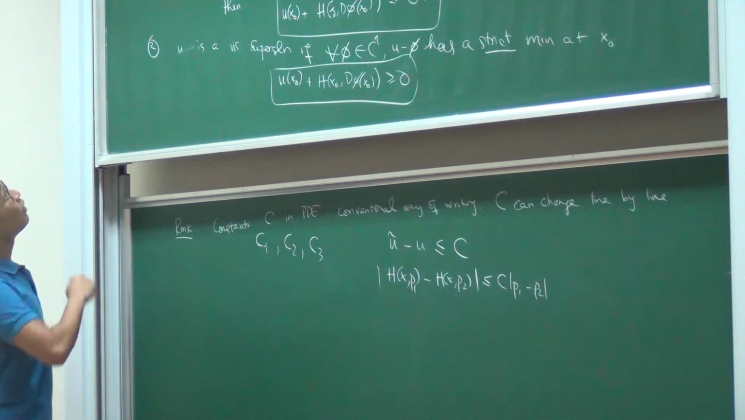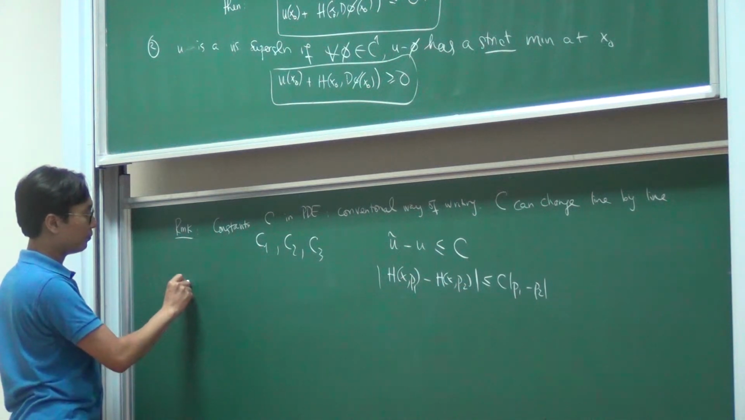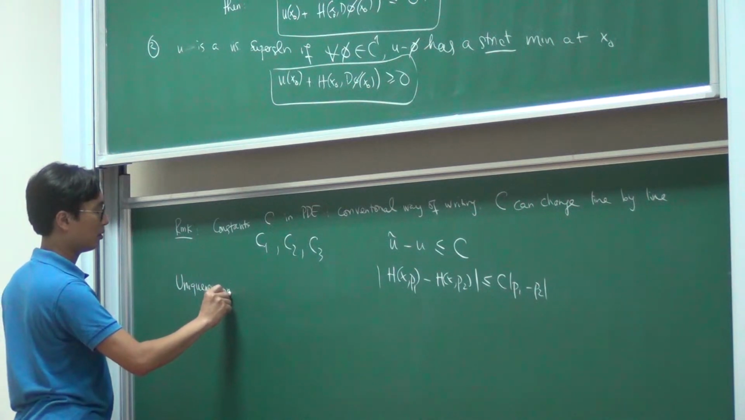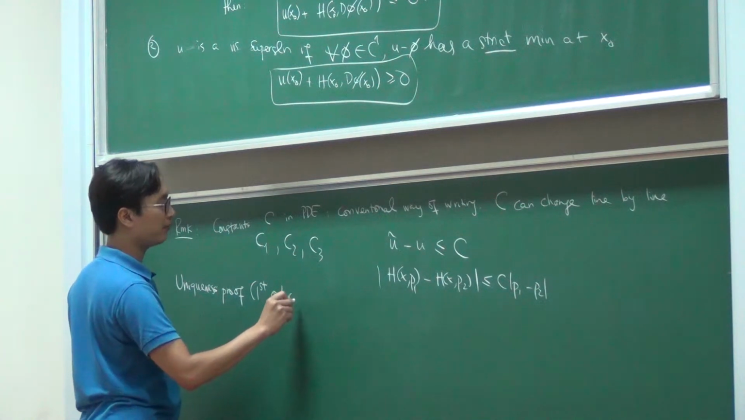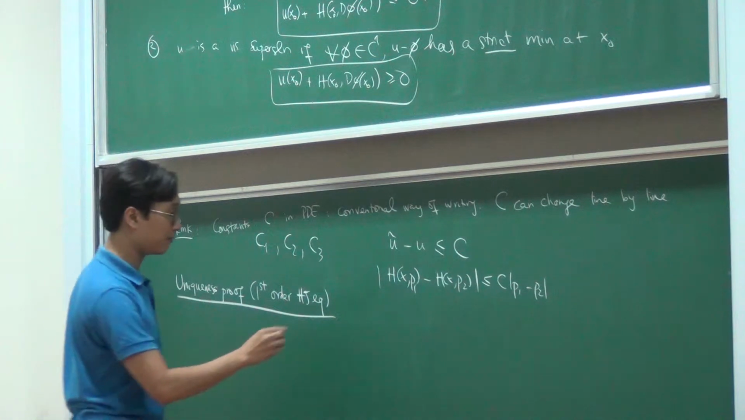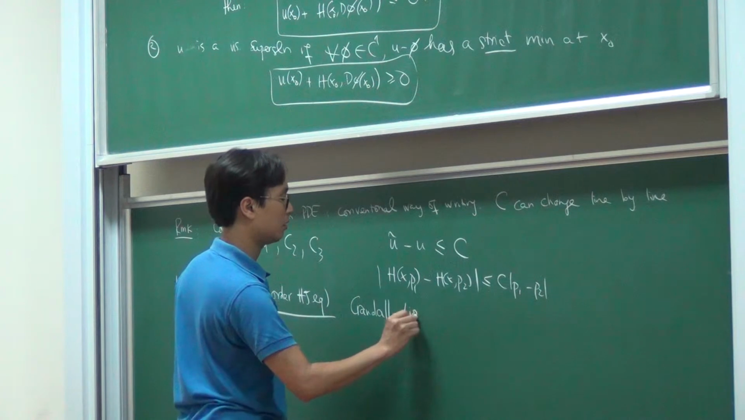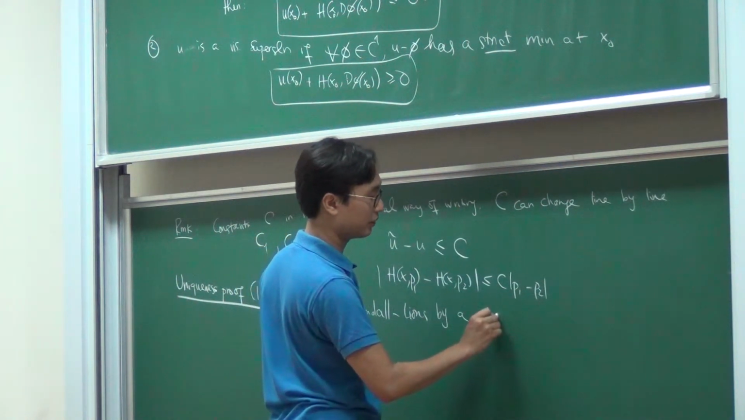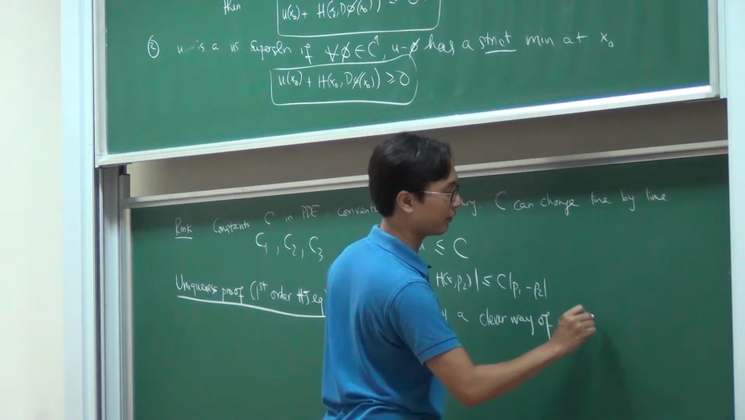Okay. And one more review: yesterday we did the uniqueness proof. That's a big thing. For the first order Hamilton-Jacobi equation, this was derived by Crandall and Lions by a clever way of using a doubling variable.